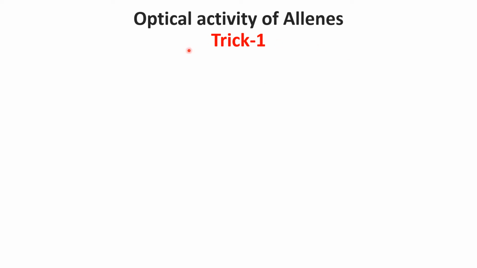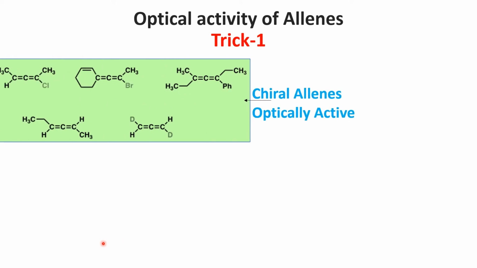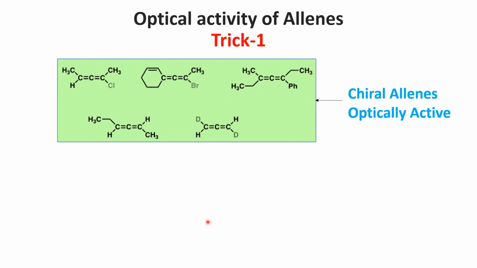The optical activity of allenes. The first trick in allenes is knowing which one is optically active. That you need to come to know. See, in these cases, only two double bonds are there. That is, an even number of double bonds are there. That is the first thing you need to keep in mind.